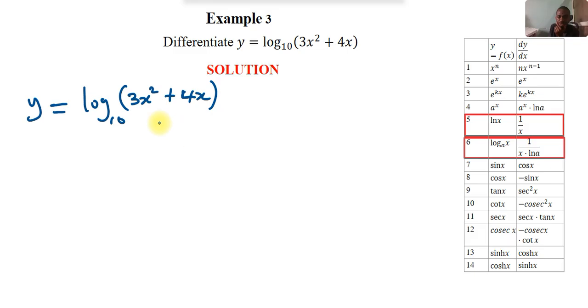Like I said in the previous video, when you have log to base a, our a can represent a particular number, a whole number especially. In the case of this question, we are having log to base 10. So our a is represented as 10. Wherever I see a in the table, I'll put 10 instead. So let's go.